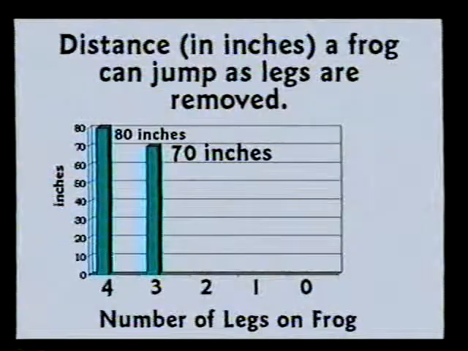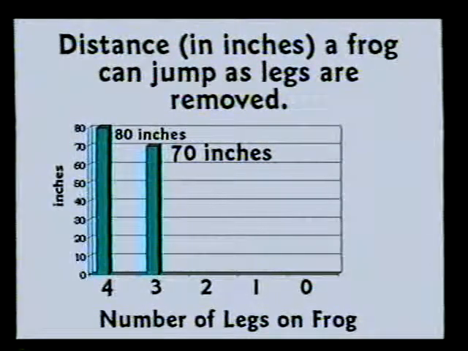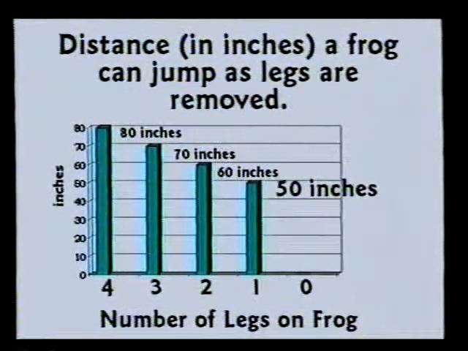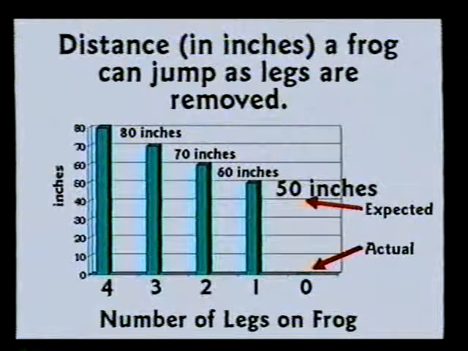That big old bullfrog jumped 80 inches. They brought the frog back to the starting line and cut off one leg. Said, "Jump, frog!" He only jumped 70 inches. They brought him back, cut off another leg. He only jumped 60 inches. They cut off another leg, and he only jumped 50 inches. They cut off his last leg and said, "Jump, frog!" They expected he'd go about 40 inches. He actually jumped 0. The frog didn't move.